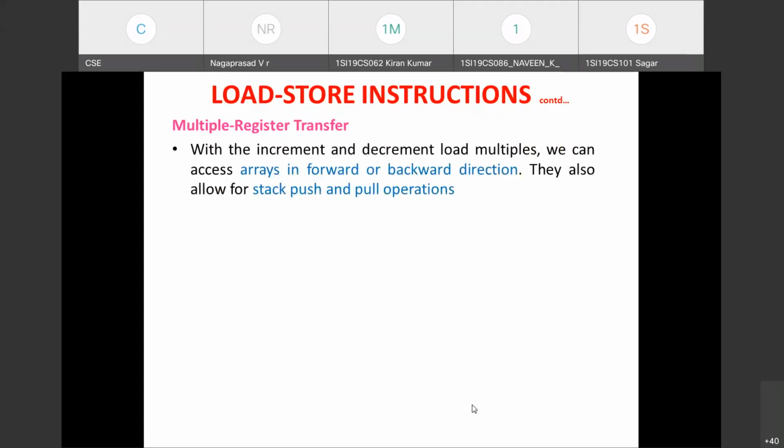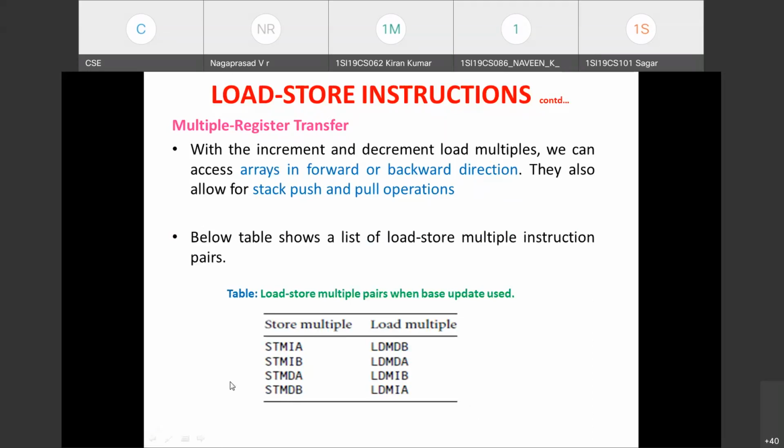With the increment and decrement load multiple, that is IA and IB, DA, DB addressing modes, we can go for accessing arrays in forward or backward direction. The content of the array can be accessed in the forward direction or in the reverse direction by using these addressing modes. And we can also make use of these instructions for stack push and pull operation. In the prescribed textbook, for pop operation, they are using the terminology pull operation. And coming to saving and restoring the context, the application of multiple register transfer.